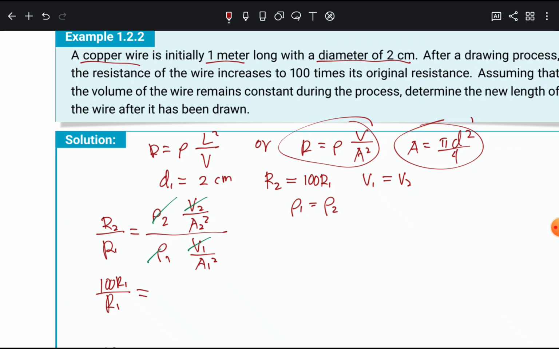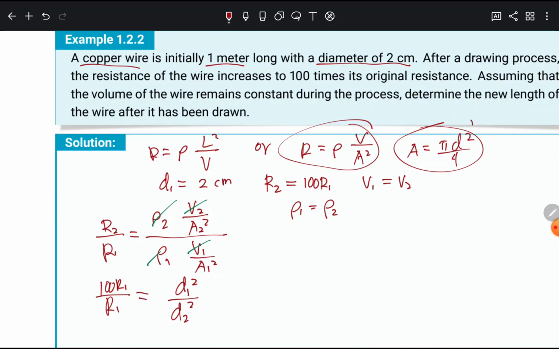But if we divide the area and the area, the pi over 4 will also cancel out. So we don't need to include pi over 4. We can just use the diameter itself. And we can just reverse this. This will become d1 squared divided by d2 squared.